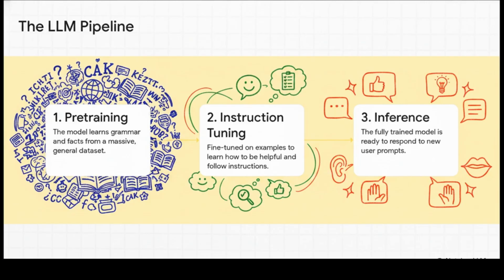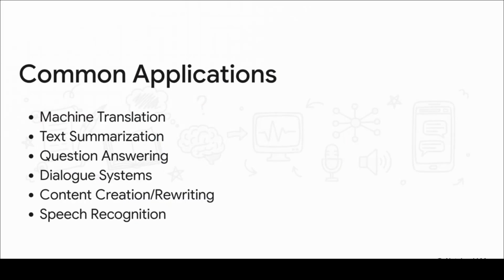First is pre-training, where the model pretty much just swallows a giant portion of the internet. It's learning grammar, facts, reasoning skills, all of it. Then it gets fine-tuned. That's where it's trained on high-quality examples to learn how to be helpful and actually follow instructions. And finally, it's ready for what we call inference, which is just a fancy way of saying it's ready to answer our prompts.